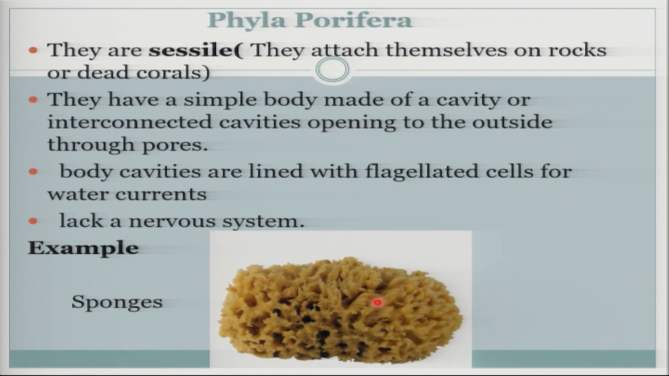Now, when you look at this diagram here, you see these projections. They contain pores. These pores and these interconnected cavities have flagellated cells. What is the role of the flagella? Normally, when we talk of the flagella, like on bacteria, the role of the flagella is for movement.